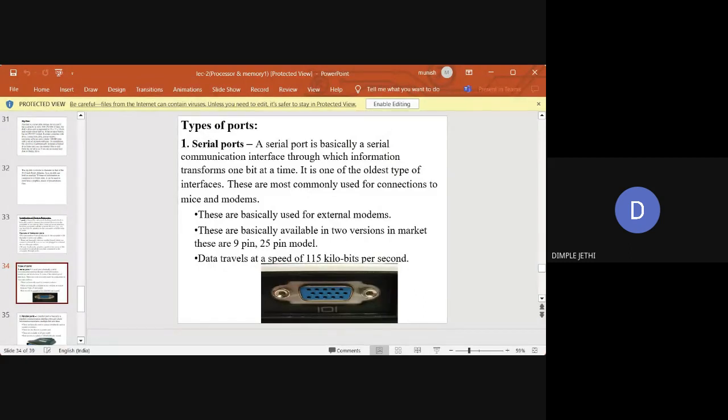For monitors you have different ports, for mouse you have different ports, so they can be divided into different types. One is the serial port. Serial port means data travels at 115 kbps speed, and they generally have 9 pin or 25 pin, as you can see. This is obviously the oldest type of interface.